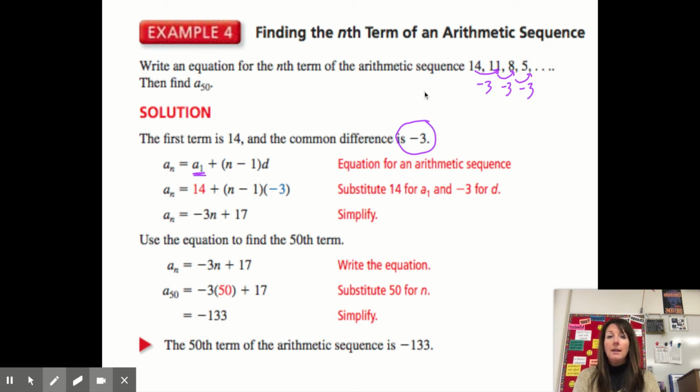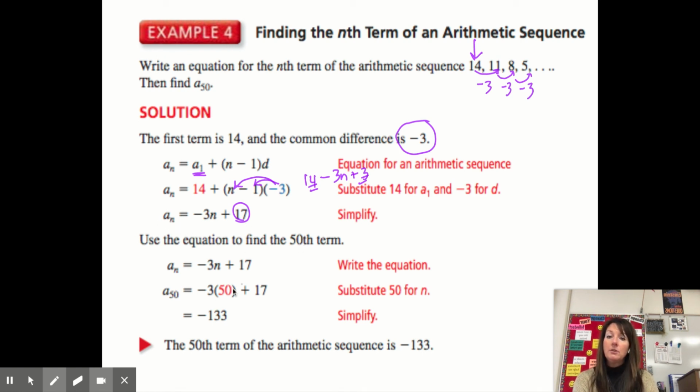A sub 1 is the first term. The first term is 14. So n will stay as our variable, n minus 1, and then we have this times this common difference. So we can actually distribute. What you get here is 14, and then you'll have minus 3n plus 3. Then you can combine the like terms, 14 plus 3, to get your starting point for the function. That will give us a sub n.